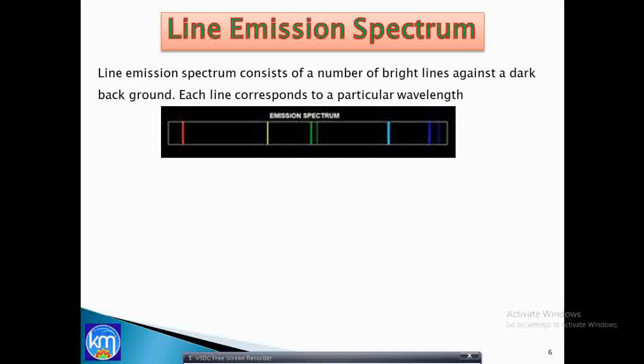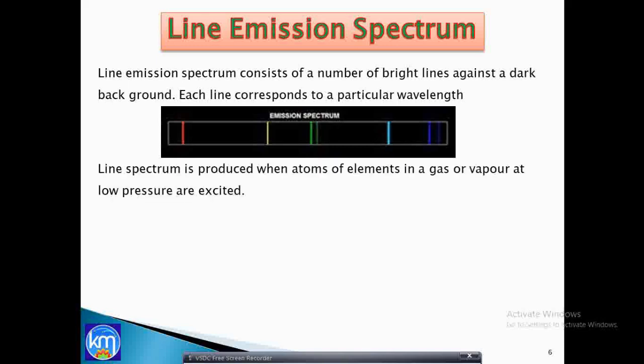How does the line emission spectrum help us find the unknown elements present in stars or celestial objects? Let us see. Whenever atoms in the gaseous or vapor state at low pressure are excited, we get this line emission spectrum. You can see it when a sodium vapor lamp or mercury vapor lamp is excited electrically. In those lamps, some sodium gas or mercury gas is filled in the bulb. If you excite it electrically, the atoms present in it get excited from one energy level to another, and we get the resulting spectrum.